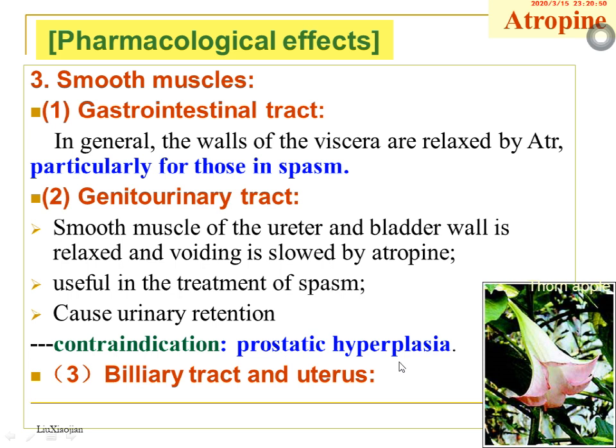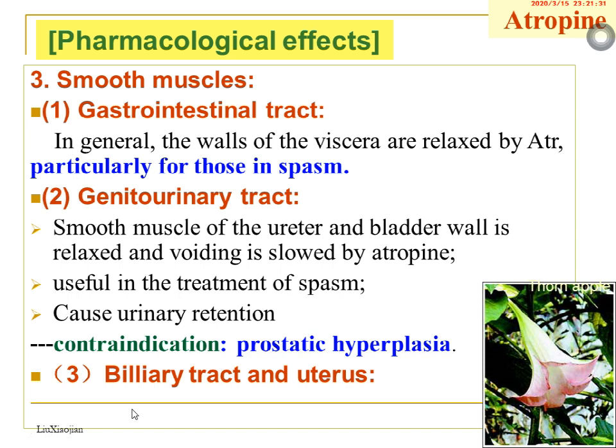For old men, it is a relatively common disease because of degenerative development of the prostate gland. This disease occurs more in old men. So especially for old men, when using atropine or other M receptor blockers, more attention should be paid.